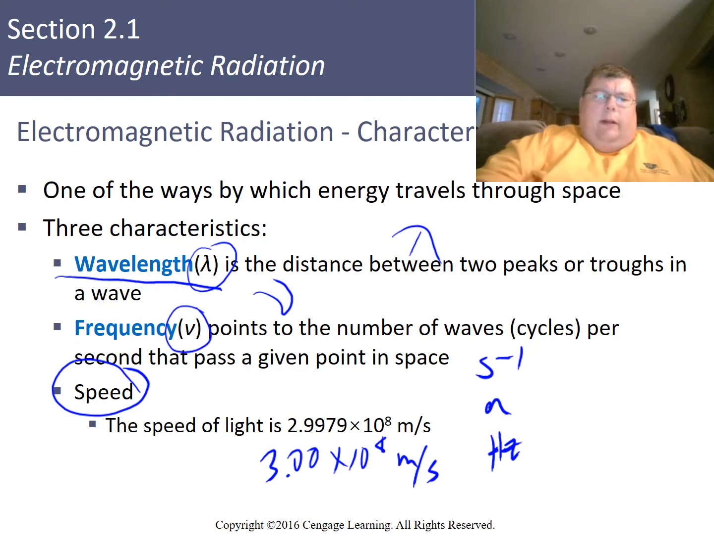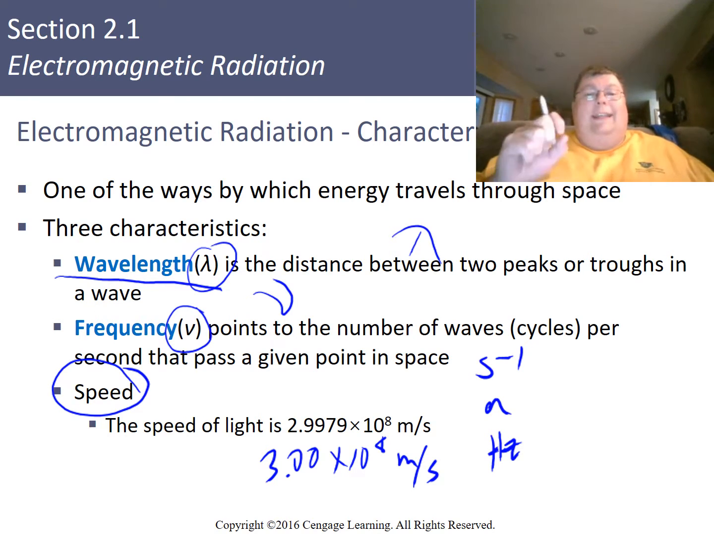Then the third thing we're going to be talking about is speed. Now, all electromagnetic radiation travels at the exact same speed, and that is the speed of light, which is 2.9979 times 10 to the 8th meters per second. Or, for a lot of different books, we often call this 3.00 times 10 to the 8th meters per second. Now, because speed is given in meters, we need to make sure that whenever we have a wavelength, we get it into that meter unit system.